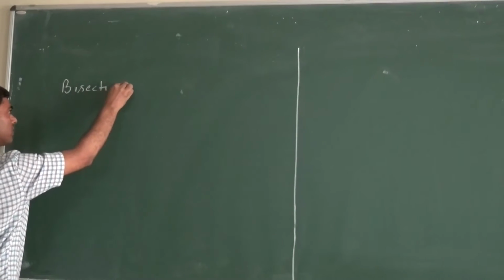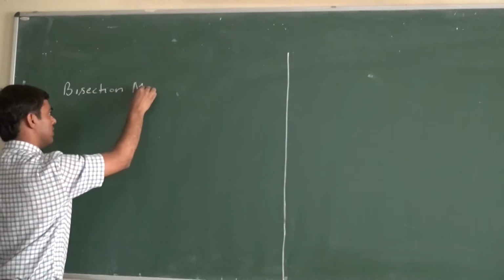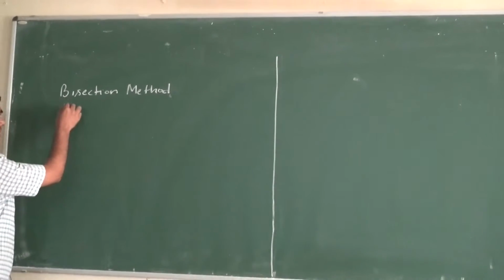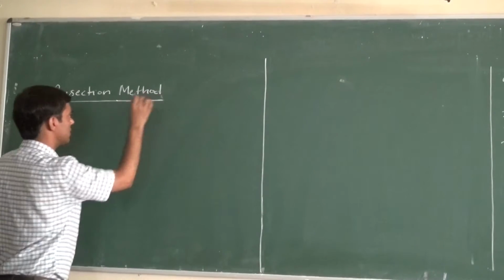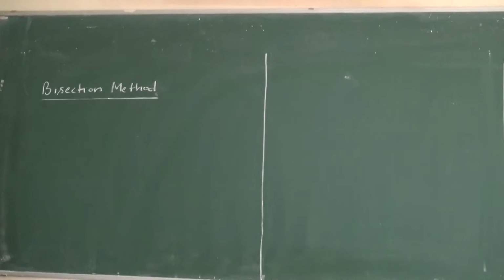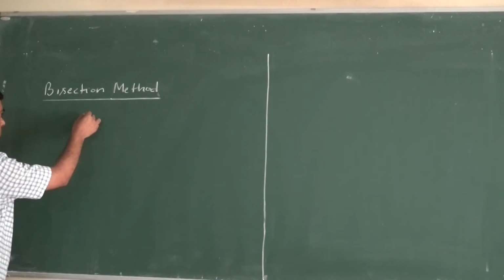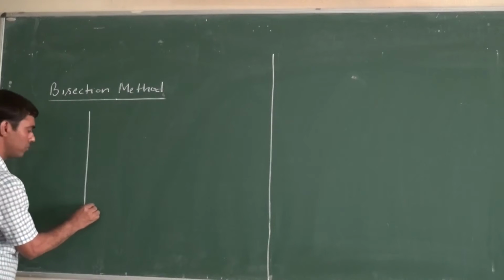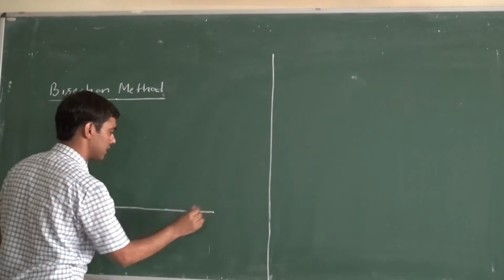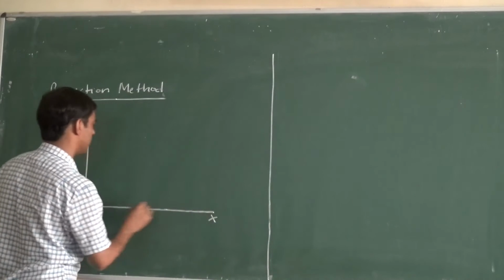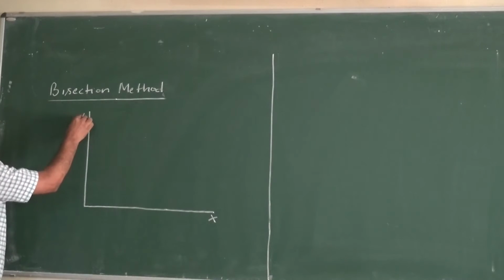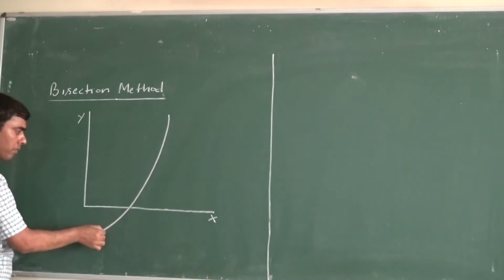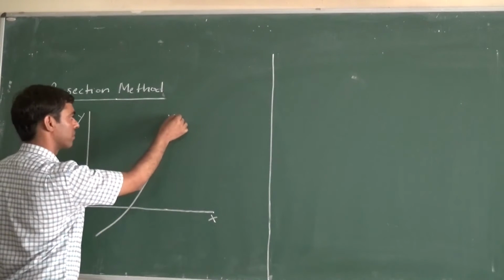Bisection method. As in a previous lecture we discussed this one, and it is under the category of bisection method. Now, how do we find the solution of any algebraic or transcendental equation by the bisection method? Suppose there is a function y equals f(x).